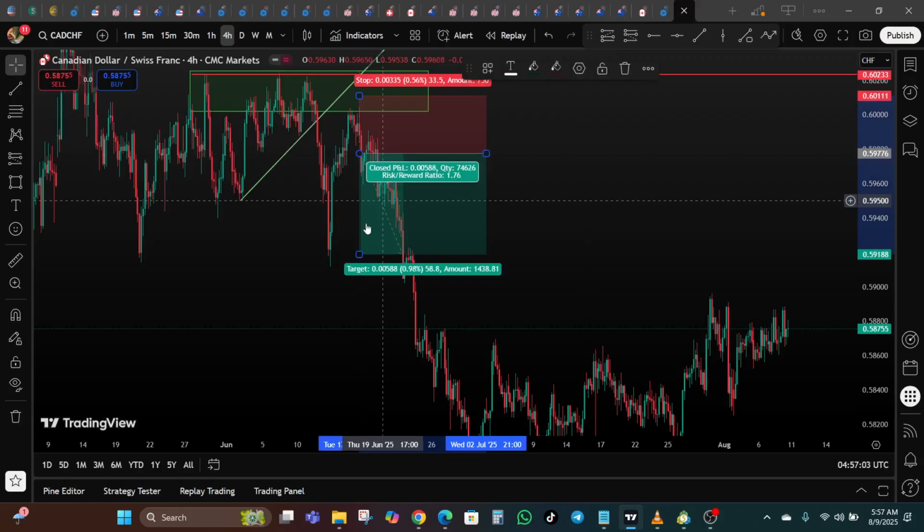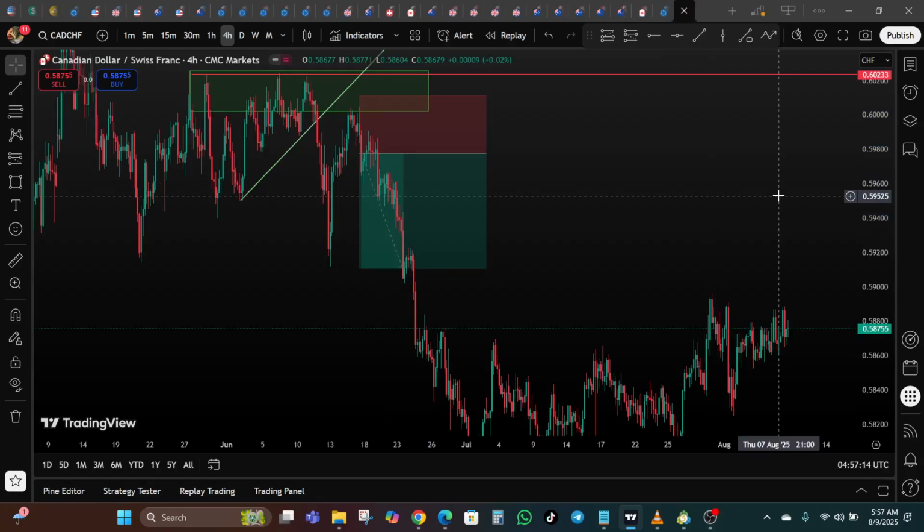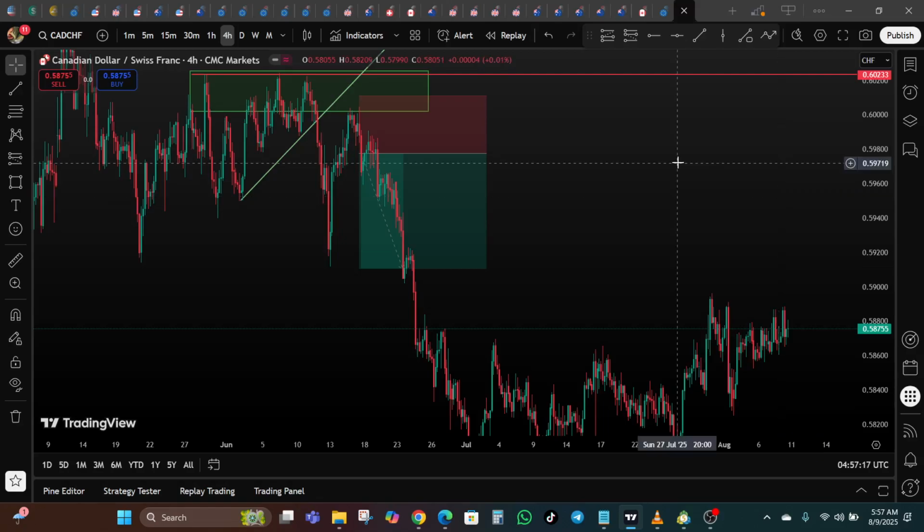So avoid over leveraging, avoid it at all costs. Make sure that you do not make that mistake. The key is to keep leverage low and position sizes aligned with your risk tolerance. Protecting your capital is more important than chasing large wins.